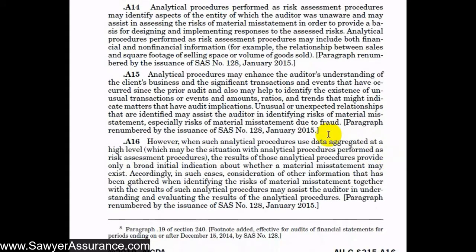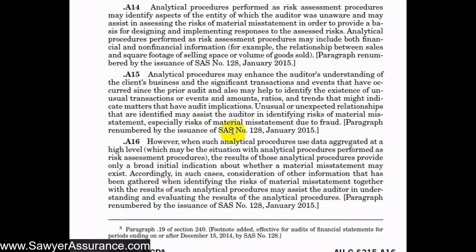So next, they caution us that when these analytical procedures are performed at a very aggregated high level, and that's typically the case when we're performing these risk assessment analytical procedures, then these procedures provide only a broad initial indication about whether a material misstatement may exist. So in such cases, consideration of other information that has been gathered when identifying the risk of material misstatement, together with the results of these analytical procedures, may assist us in understanding and evaluating the results of the analytical procedures.